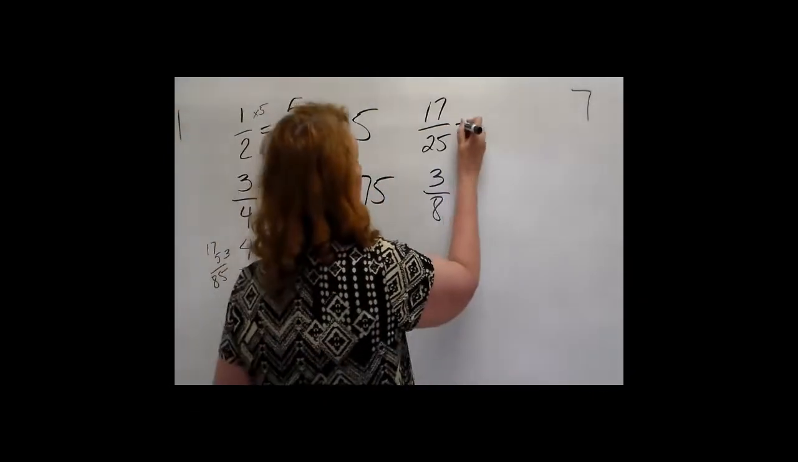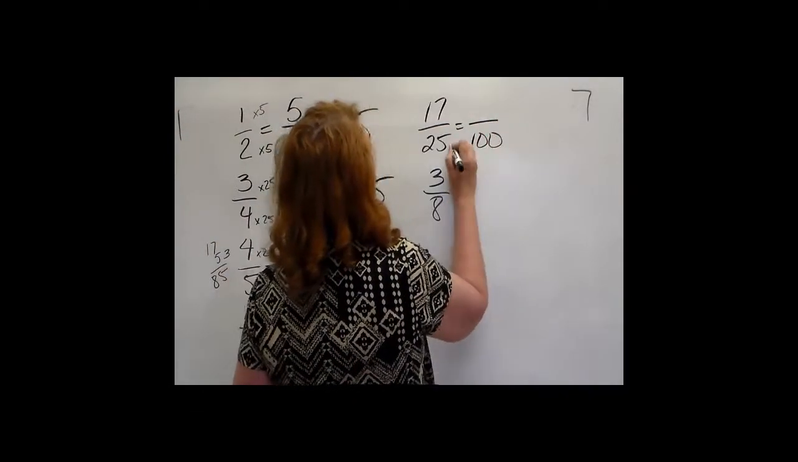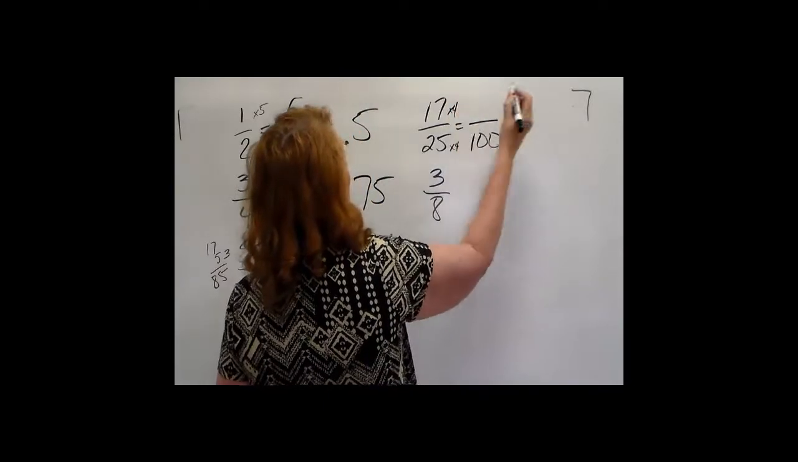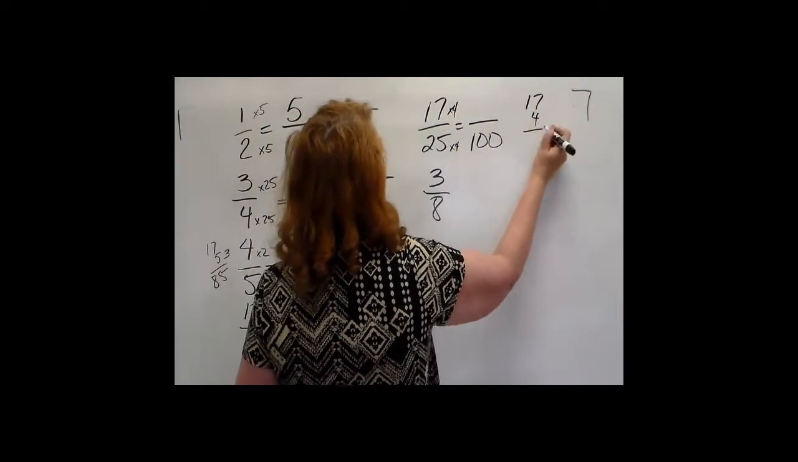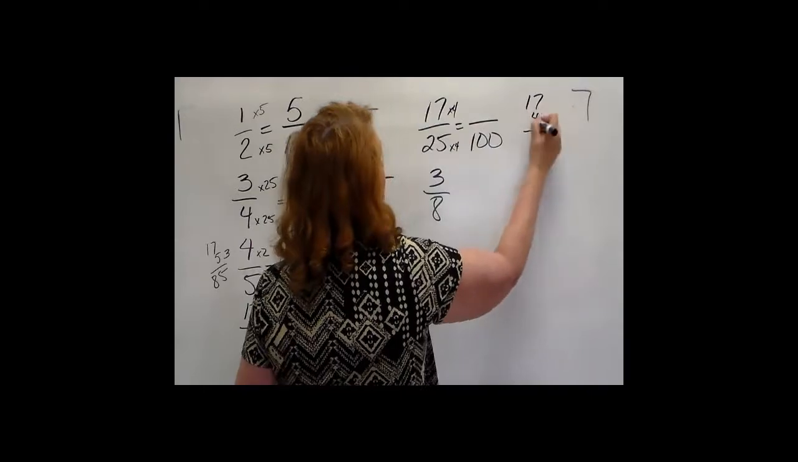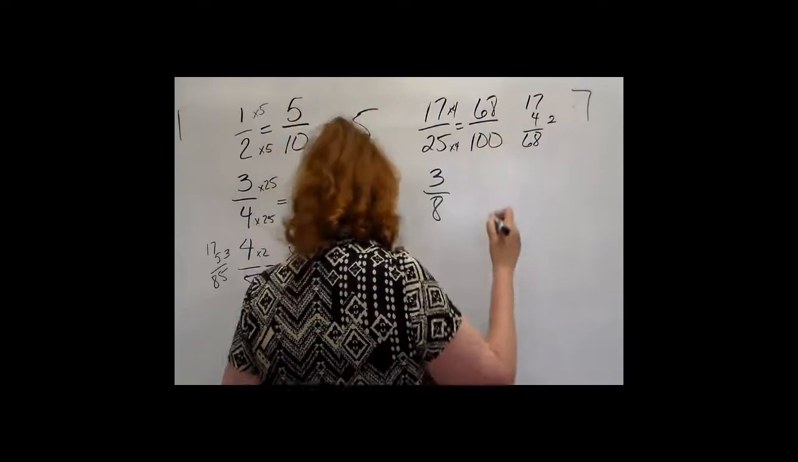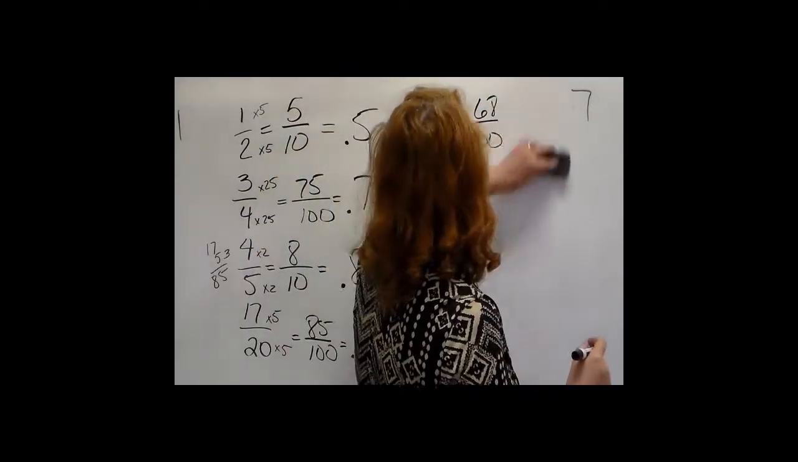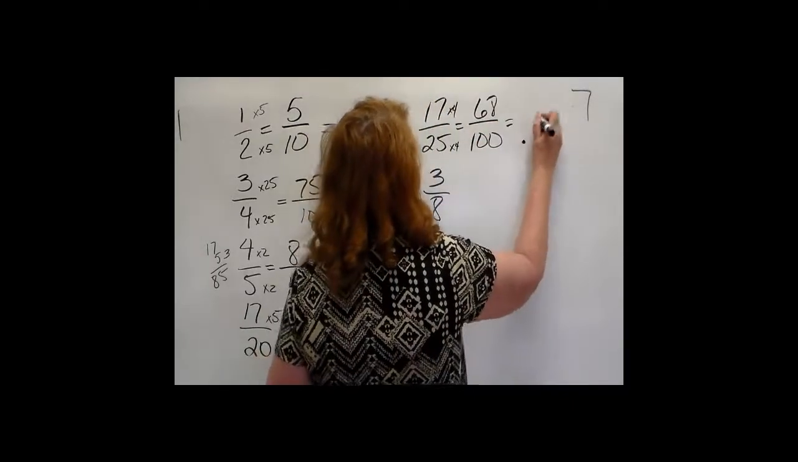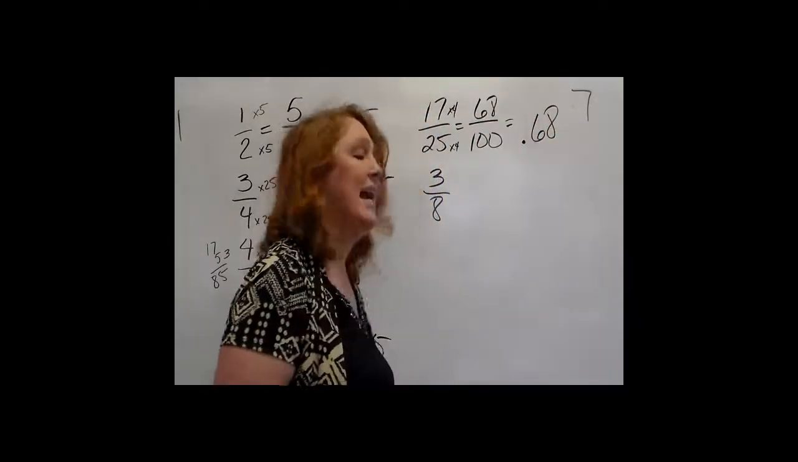25 also goes into 100 times 4. Oh, and I got 17 again. Apparently that's a good number today. 17 times 4 is 68, which gives us 0.68.